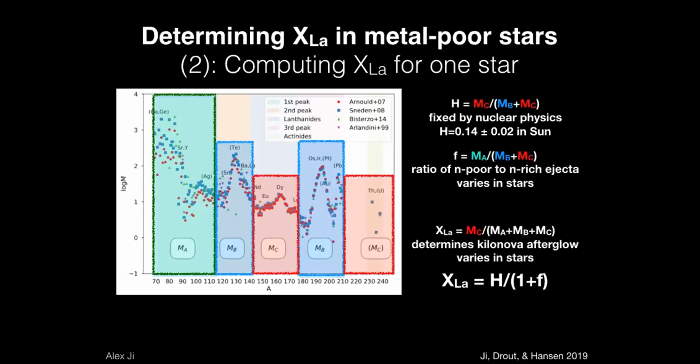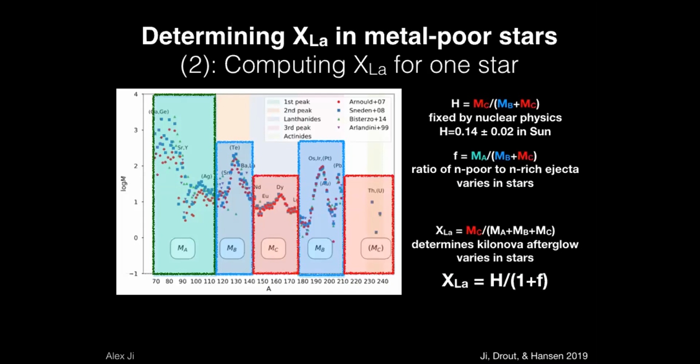And it's the ratio of the lighter first peak elements to the heavier elements. And then finally, the lanthanide fraction is defined as the mass of lanthanides, the red square, divided by the sum of all of these masses over here. And these are not three independent ratios, right? So if you have the first two, you can measure the third one, just using that very simple equation over there.